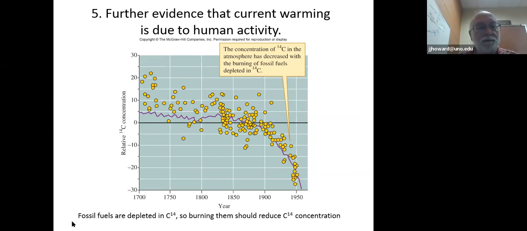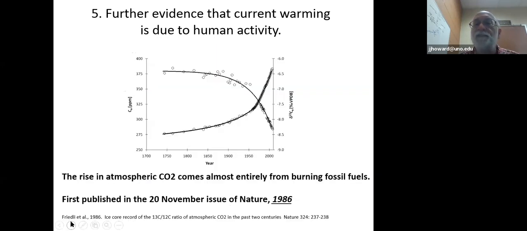So the only source of C12 large enough to account for this is fossil fuels. So here is the drop in C14 concentration. And here is the output of industrial CO2. Notice that they are mirror images.